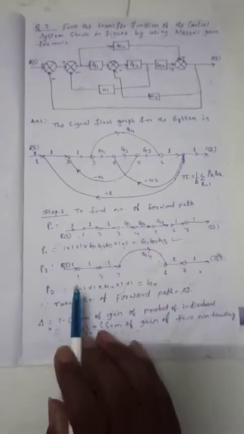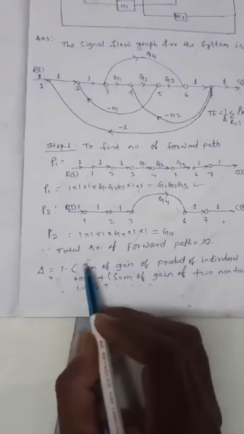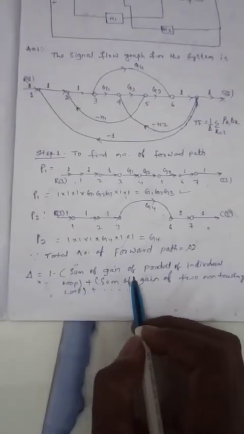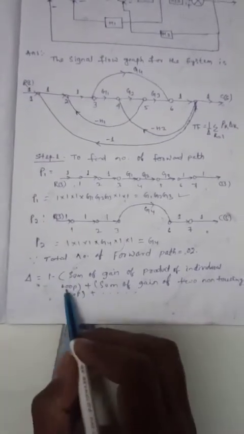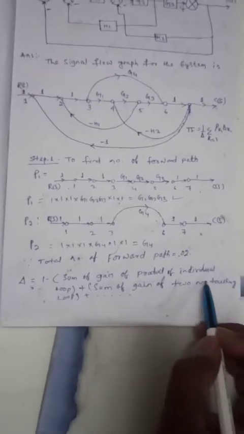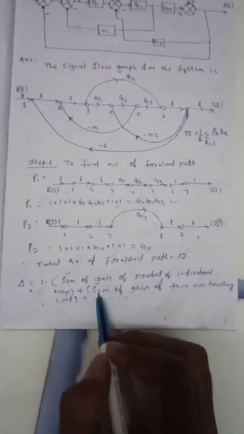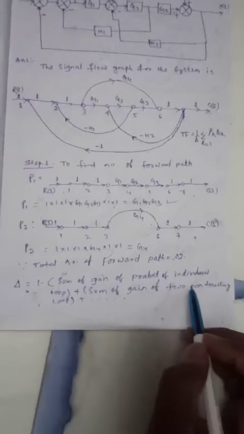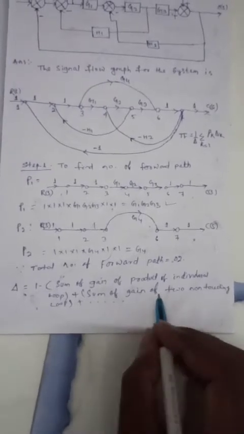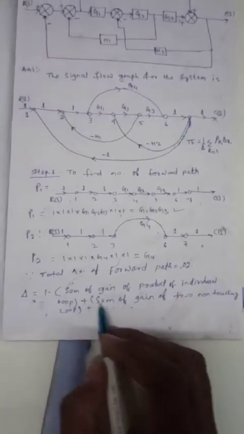Then here is the delta. Okay, so delta means what? Delta is equal to 1 minus the sum of gain of product of individual loops, plus the sum of gain of product of 2 non-touching loops, plus the sum of gain of product of 3 non-touching loops, and so on. So it is going on.